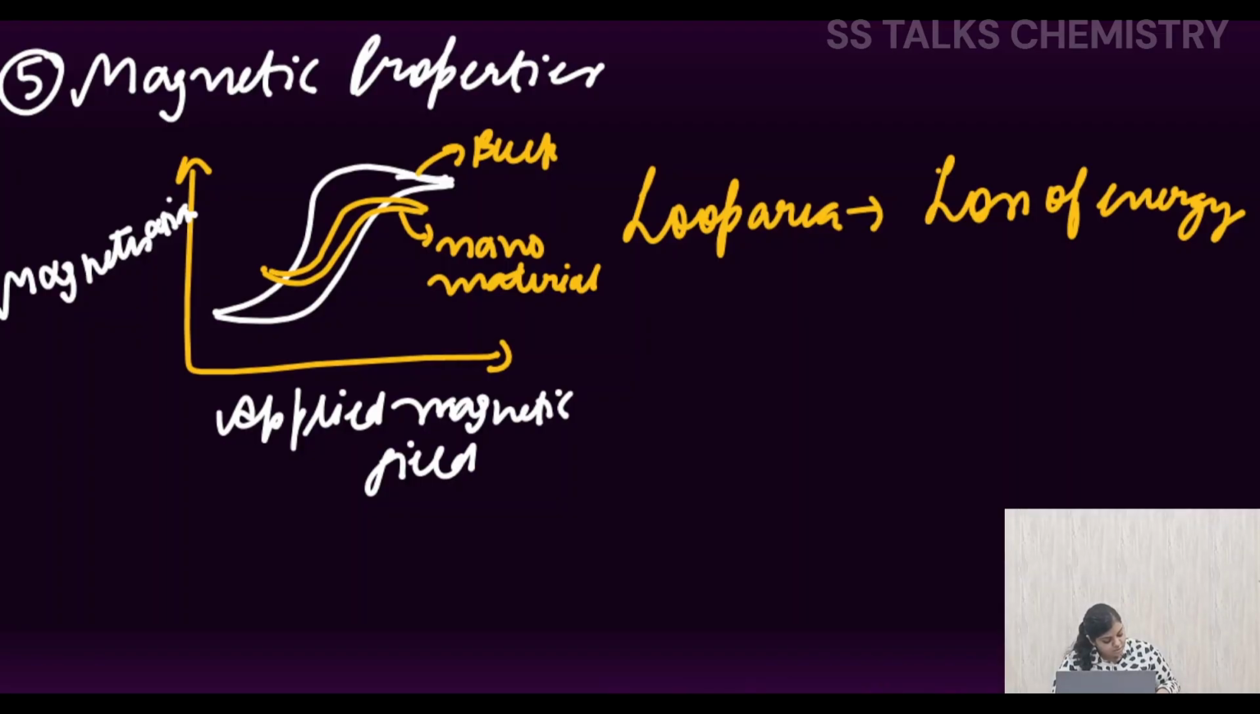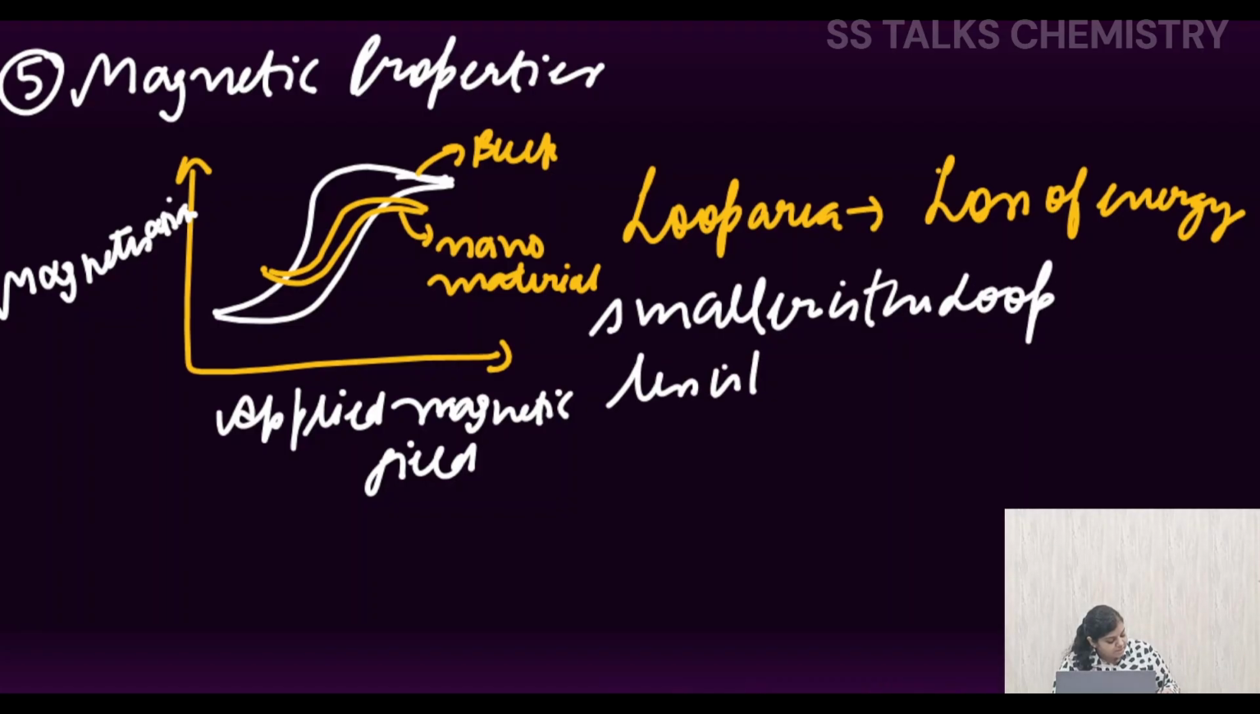So the smaller the loop, the lesser the loss of energy. As you go from the bulk to the nanomaterials, the size of the loop is decreased. That means the energy which was to be lost is now decreased. Due to that, the magnetic properties will be improved. And in fact, you get the paramagnetism character. In fact, we call it the superparamagnetism character. It arises when you go from the bulk to the nanomaterials.